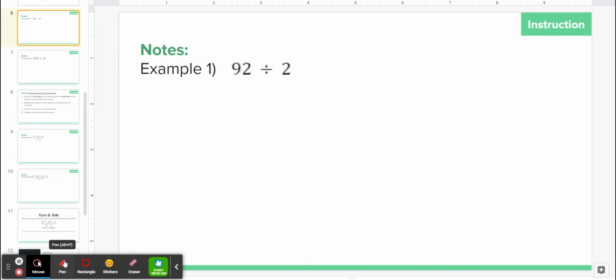All right, today's focus is long division, and we're going to start this off with a couple of review problems using long division. So you see right here in example 1, we have 92 divided by 2. And if you guys remember, our long division sign looks a little something like this. Got a flat horizontal line with a little hook on the left side.